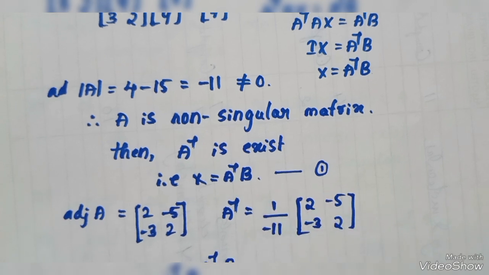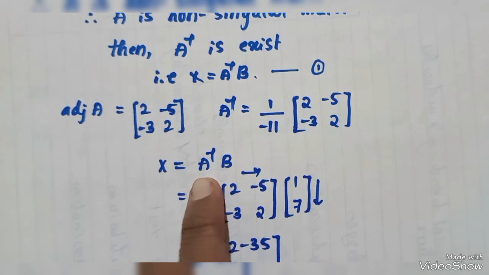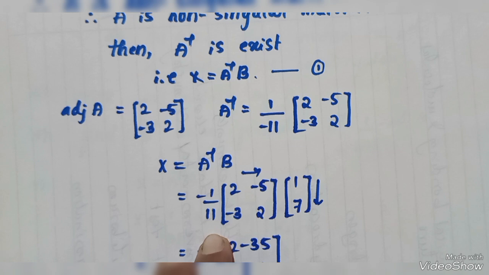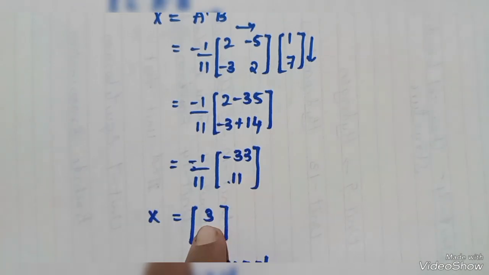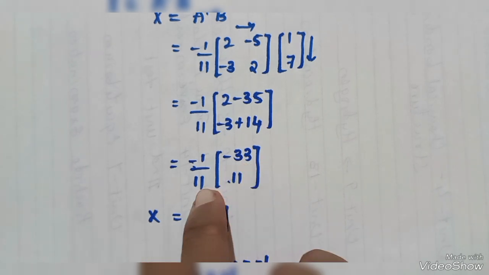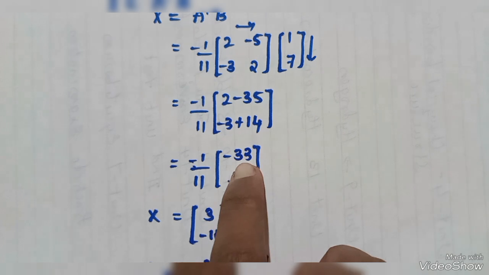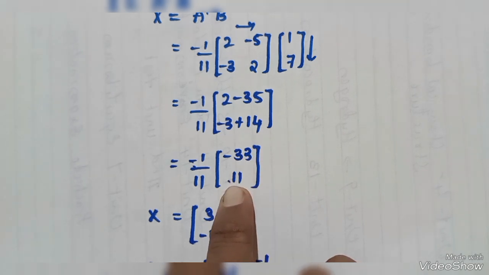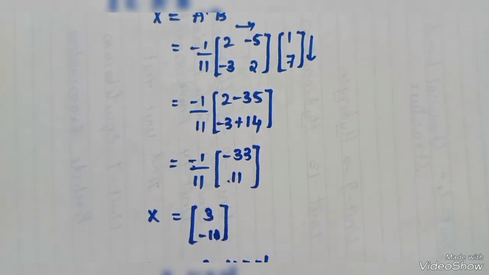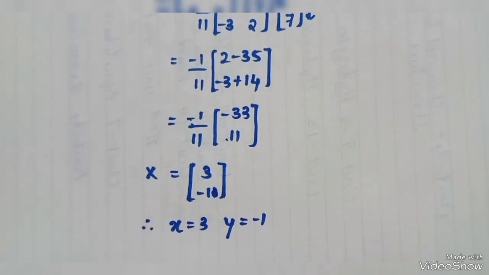We get A inverse. Again, substitute A inverse in equation number 1, that is minus 1 by 11 into the adjoint matrix into B. I have to multiply. We get the variables x, y. Therefore x equals 3. Again multiply each term by 11. Here minus 33 divided by 11, 11 threes are 33, so we get 3. Here 11 by 11, we get minus 1. Therefore x equals 3 and y equals minus 1.